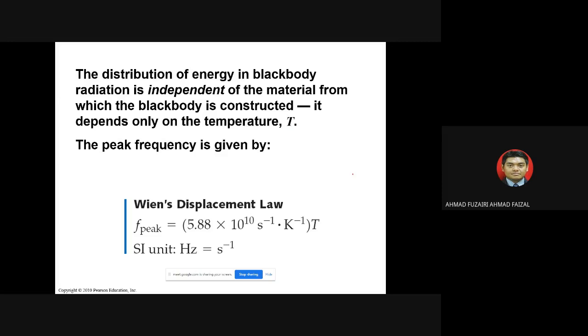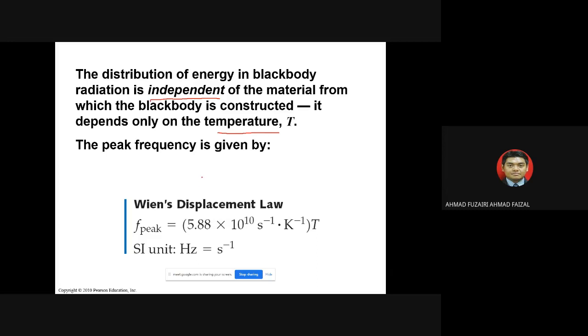So the distribution of energy in blackbody radiation is independent of the material from which the body is constructed. Independent means that it has no change; the material cannot affect it. The blackbody radiation cannot depend on the material, because it only depends on the temperature by this equation.